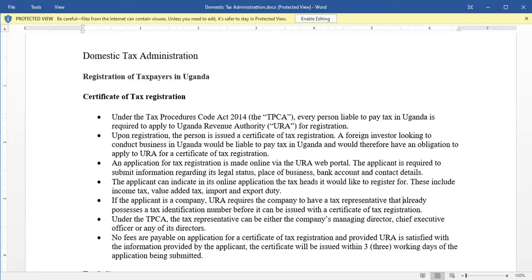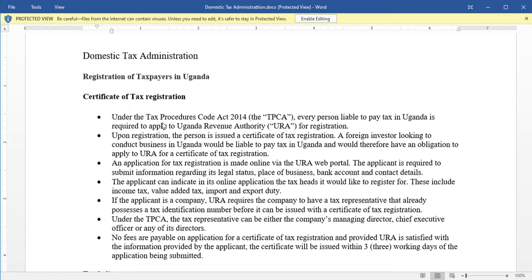In this video, we are going to be introducing a new topic called domestic tax administration in elements of taxation. Domestic tax administration in Uganda, and under this, we shall first look at the registration of taxpayers in Uganda. Registration, what does it take for a person to register for tax in Uganda? So we shall first look at the certificate of tax registration. Certificate of tax registration, you get it after registering for tax.